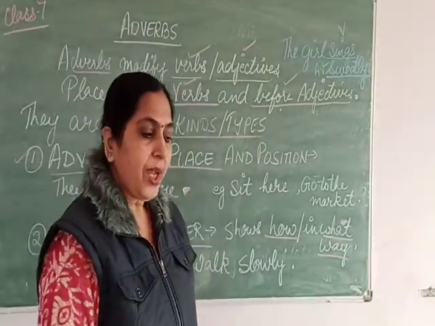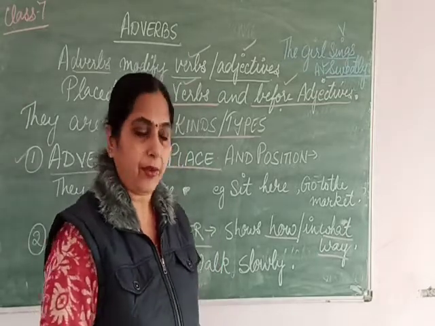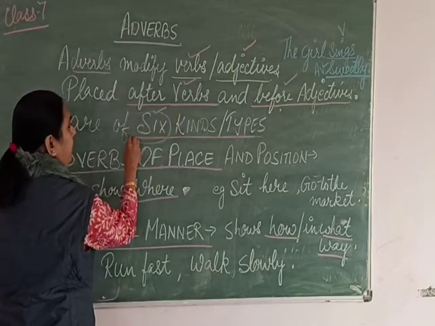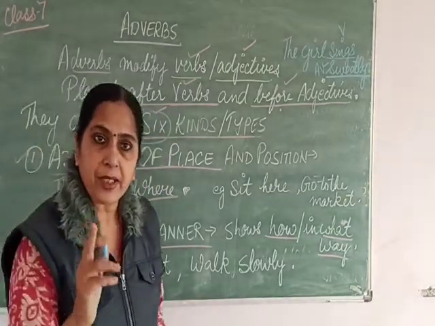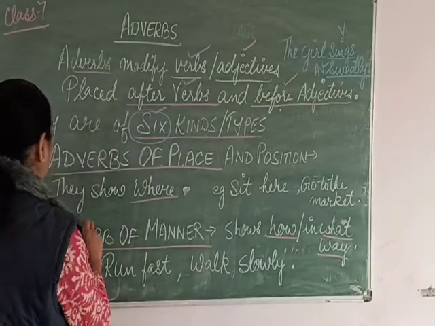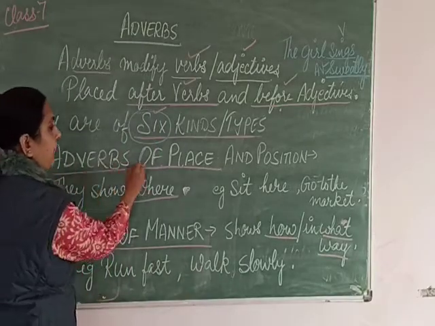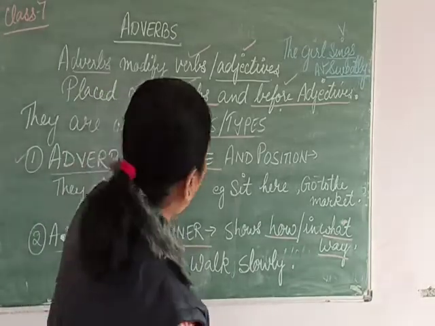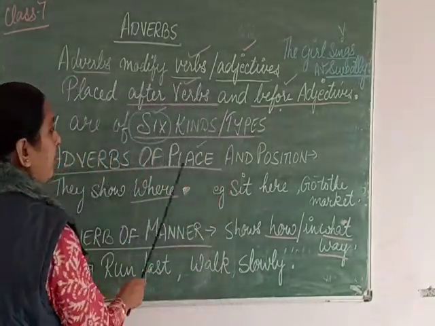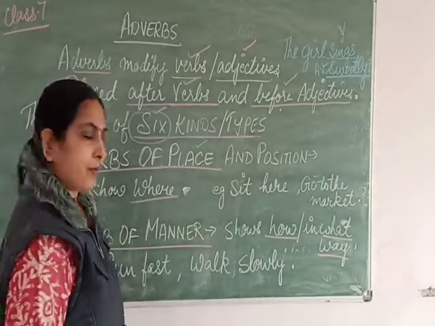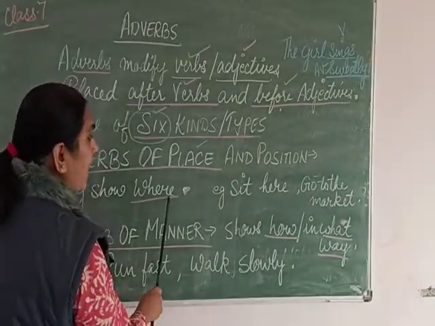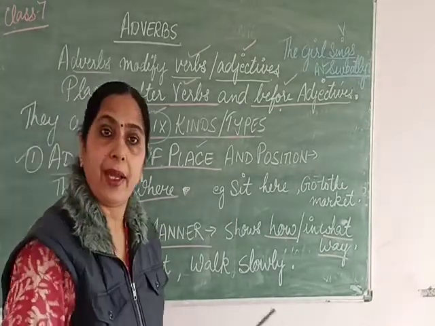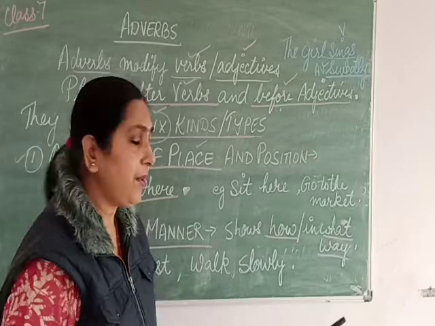Now next we are going to discuss the types of adverbs. There are a total of 6 types of adverbs. Now the first one, adverbs of place. Adverbs of place and position show where. They show the place where an action is done.